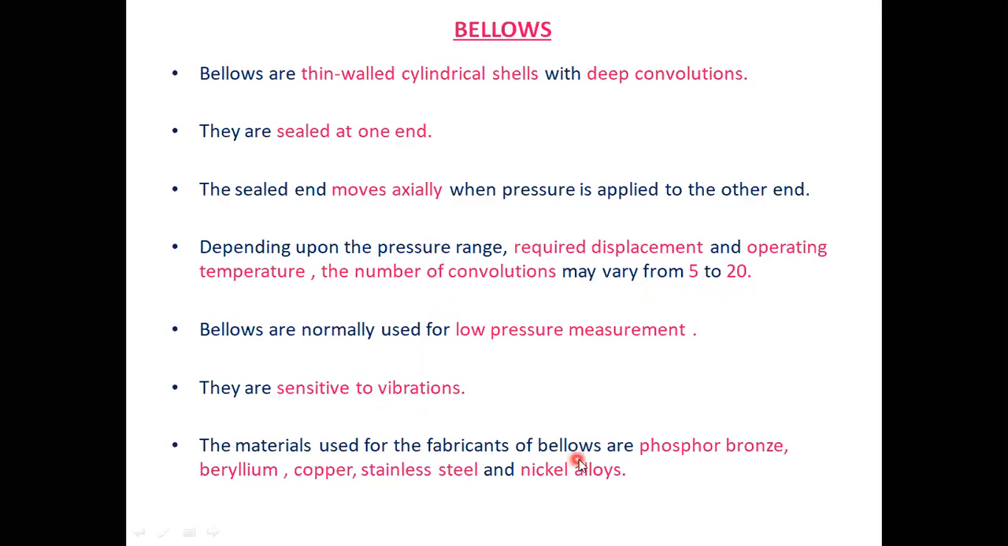The materials used for fabrication of bellows are the same: phosphor bronze, beryllium copper, stainless steel, and nickel alloys. Whatever material we use for the Bourdon tube, the same materials can be used for the bellows also.